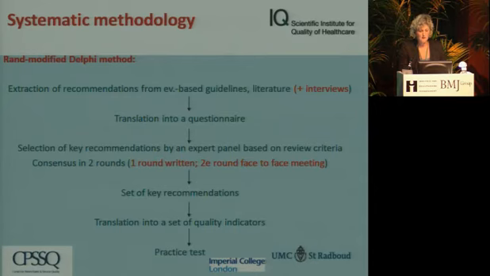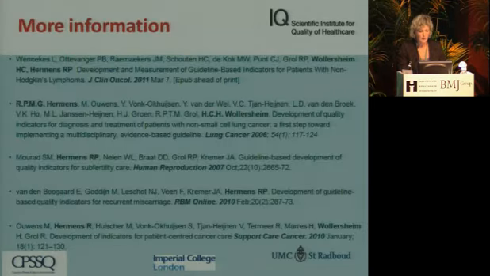Most of the time we need 2 rounds for consensus. The first round written and the second round a face-to-face meeting. After that, you have a set of key recommendations which you can translate into a set of quality indicators. And at last you have to do a practice test to test the indicators. You can find more information about the procedure in the following articles of our department.